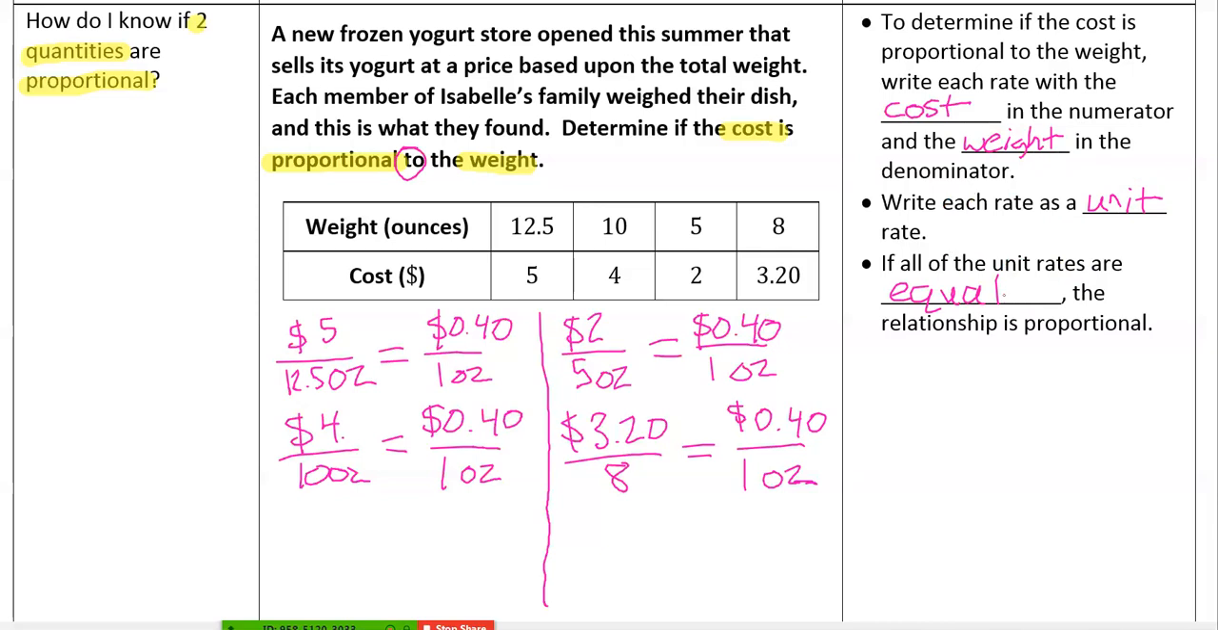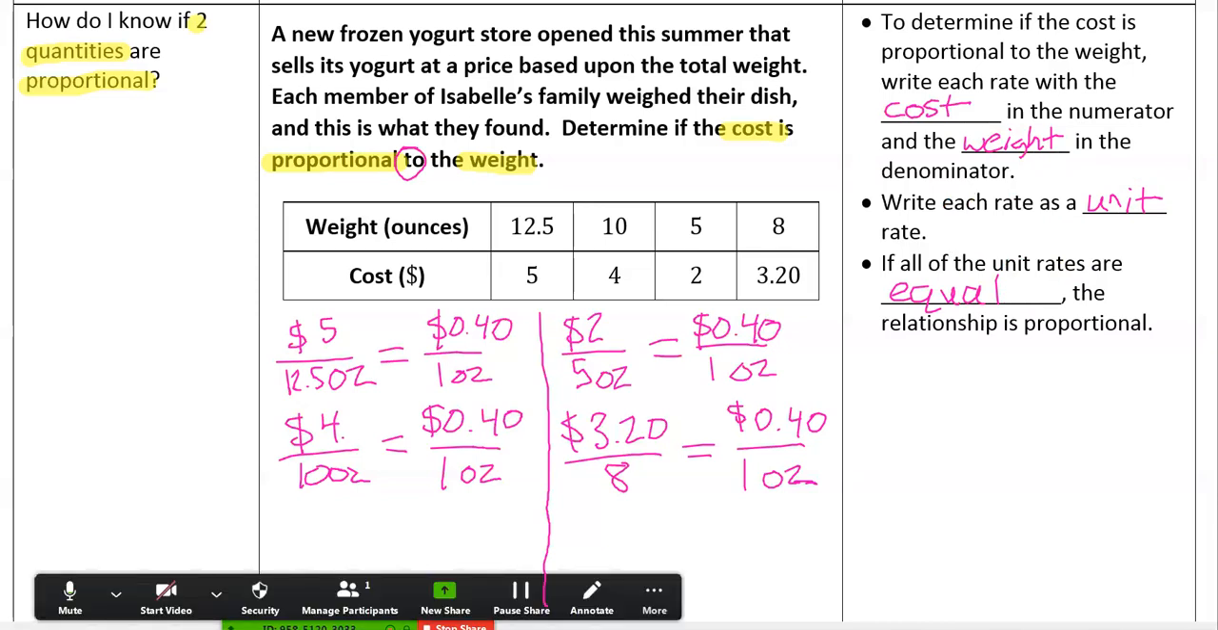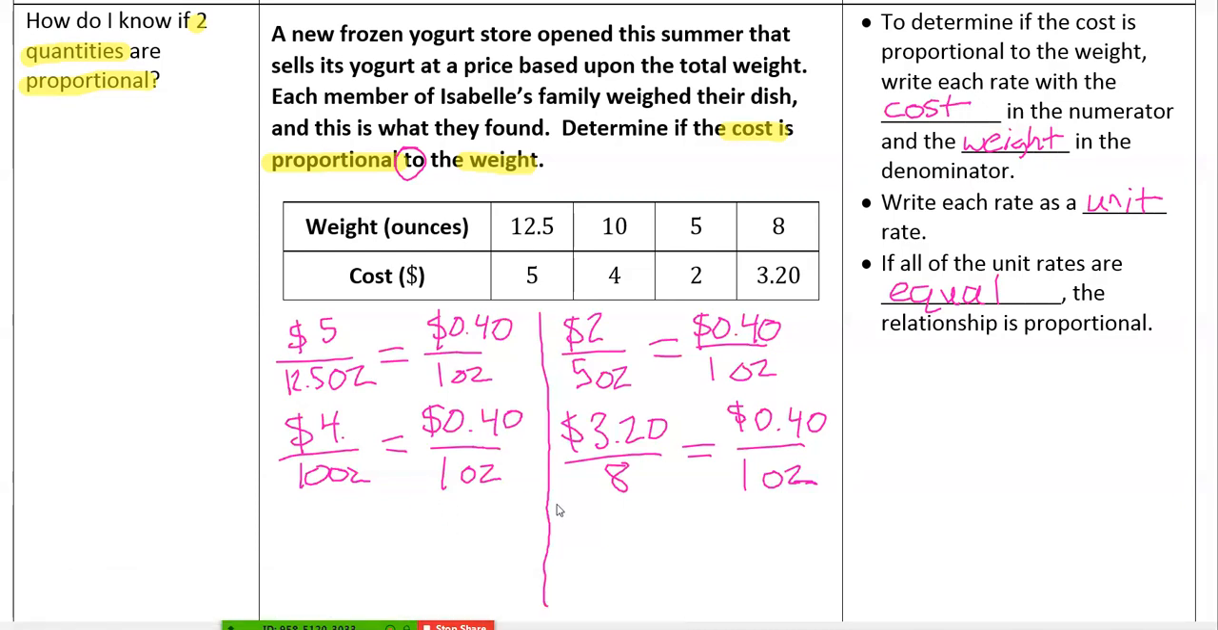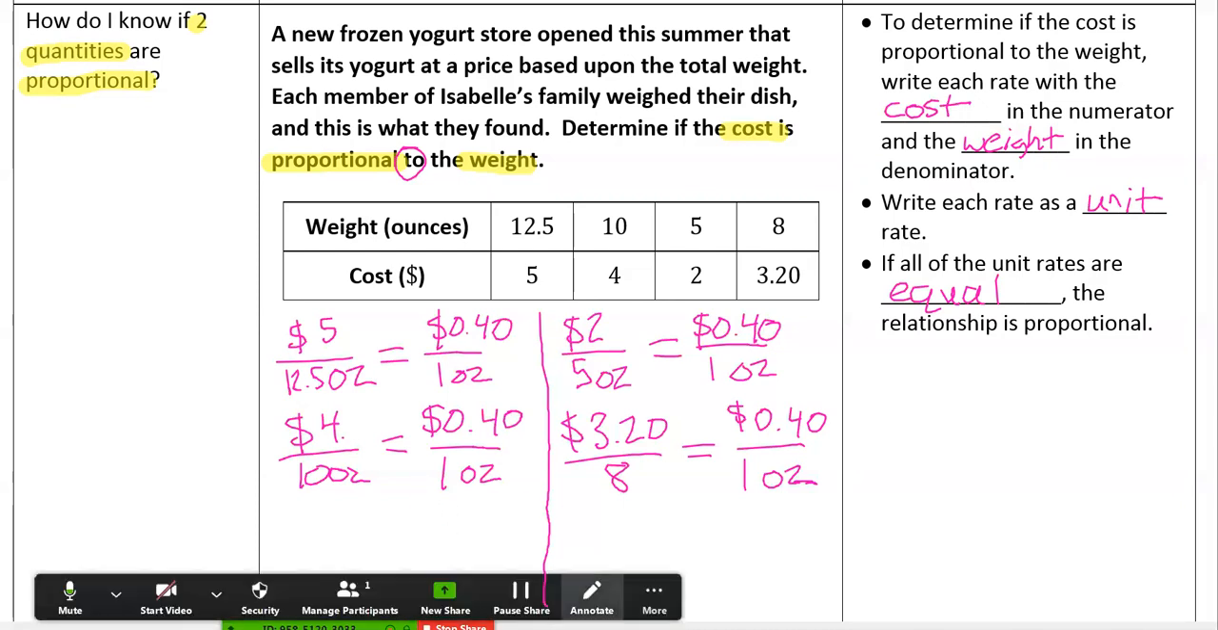You are all amazing. You just got through 14-2. What are proportions? Fractions that are written in an equation, fractions that are equal. And so all these fractions are equal, and therefore they are proportional.